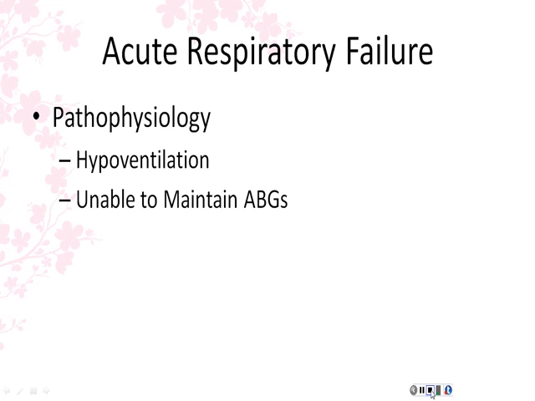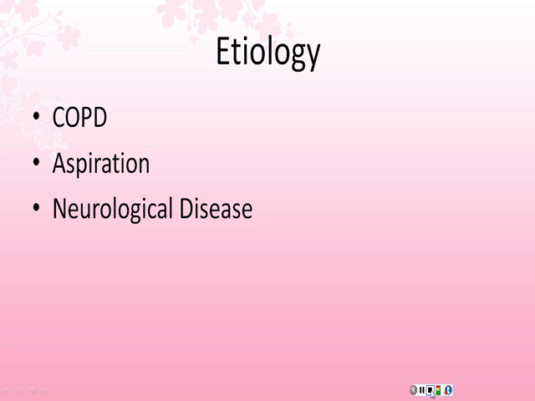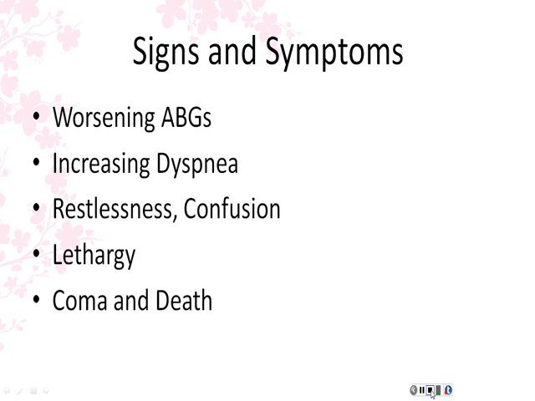So the etiology: COPD, aspirations, certainly neurological deficits that affect muscles of breathing, such as stroke, spinal cord injuries, or myasthenia gravis. Any acute respiratory infection, inhalation of toxic substances or drug overdoses as well. Signs and symptoms: worsening ABGs, increased restlessness or confusion, lethargy. They can become cyanotic and dyspneic. Respirations become deep and then rapid as they try to blow off the CO2, and then coma and death will happen.